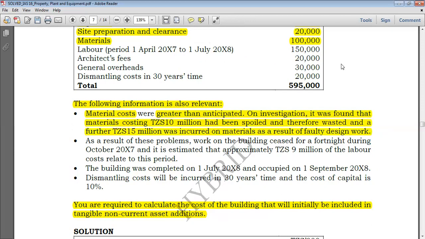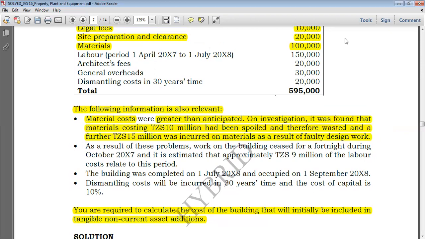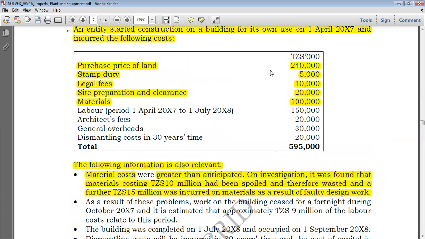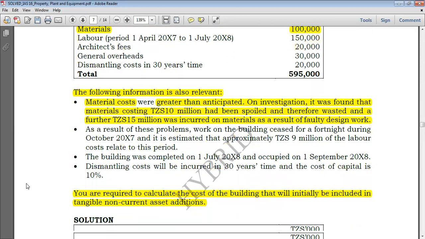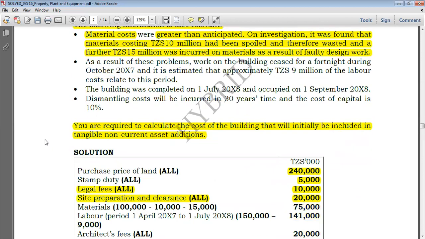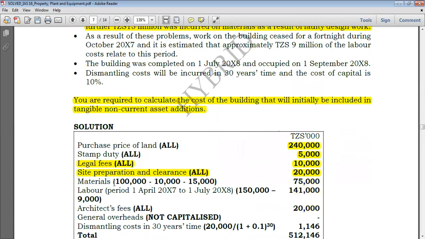So you have to take 100,000 and then reduce these figures here. You have to remember that our figures here were in thousands, so you have to eliminate 3 zeros here. So here 10 million becomes 10,000 and 15 million becomes 15,000. So you come here and subtract 100,000 minus 10 minus 15, and we end up with 75, just like this.